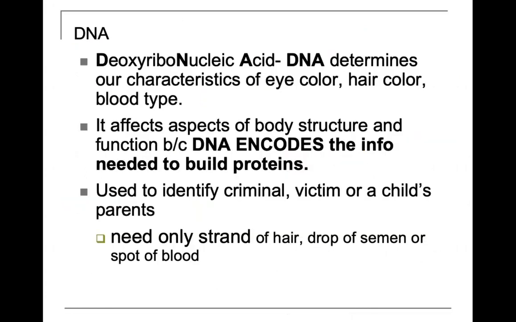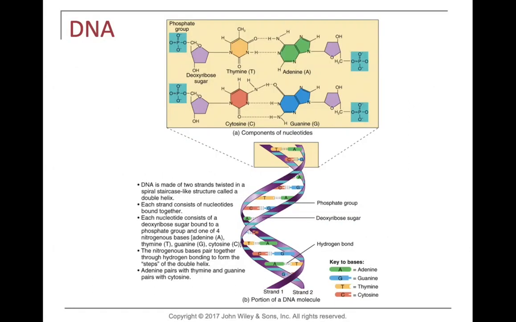The DNA is needed to determine the characteristics of your eye color, your hair color, and your blood type. The DNA has the codes for the information needed to build the proteins. It's what's utilized to identify certain criminals, right? Victims, it tends to pair up children with their parents. And all you need is a strand of hair, a drop of semen, or a drop of blood for that.